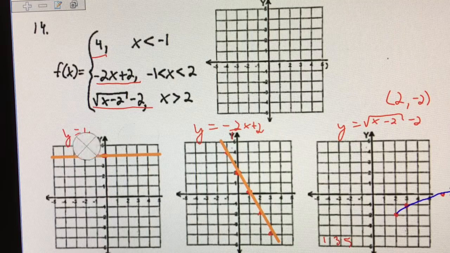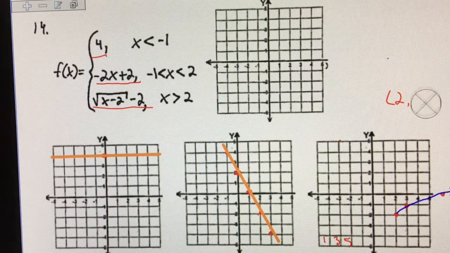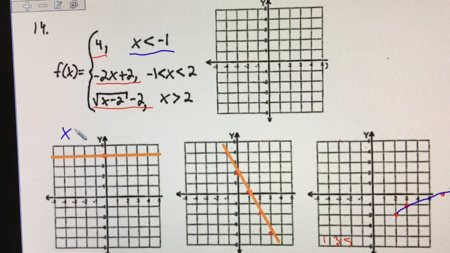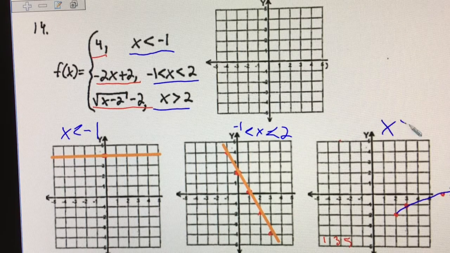Now I'm going to do the domain restrictions. Let me get rid of these so I can write down my domain restrictions. My domain restriction for the first one is x is less than negative 1. For the second one, x is between negative 1 and 2. My third one is x is greater than 2.